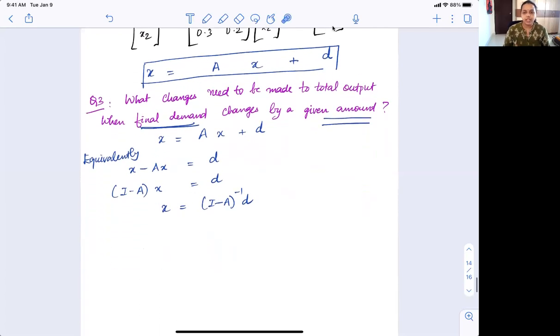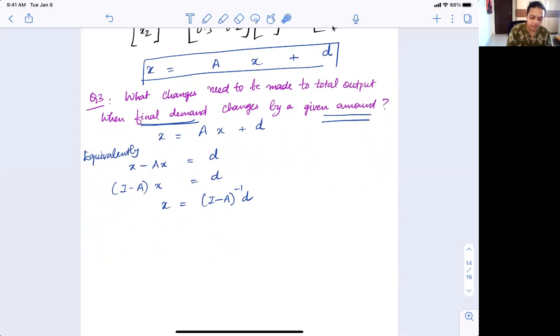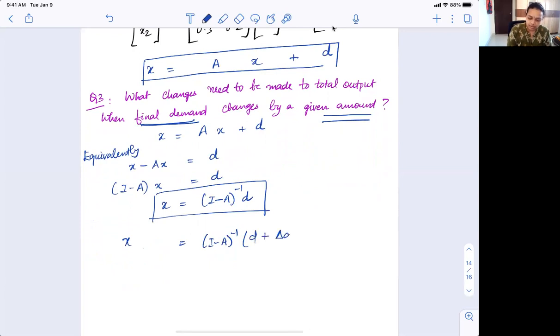If you recall, when we answered the second question, we figured out that x can be figured out by this formula, (I minus A) inverse times b. Now, we have x here, and we have (I minus A) inverse. And now, we know that the demand is changing. If we denote the change by delta D, then the total demand is now going to be the original demand plus the change in demand, right?